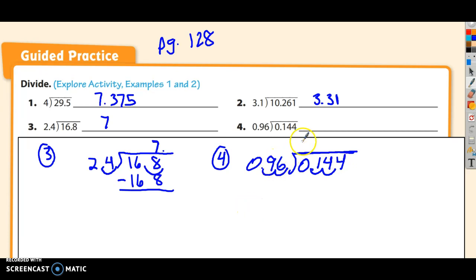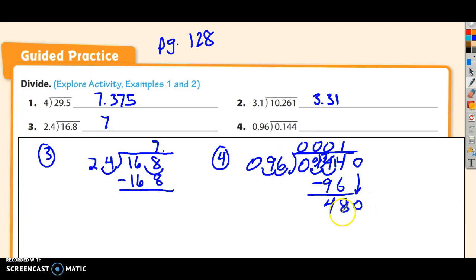Now, how many times does 96 go into 0? It doesn't. 96 doesn't go into 1. It doesn't go into 14. It does go into 144, just once though. So I'm going to put a 1 here, and then I'm going to do 1 times 96. I'm going to have to borrow. I'm going to have 14. 14 minus 6 is 8. And 13 minus 9 is 4. And 96 does not go into 48, so I'm going to annex a 0.